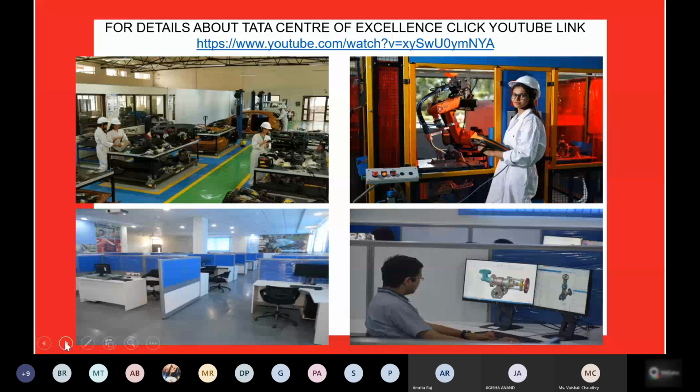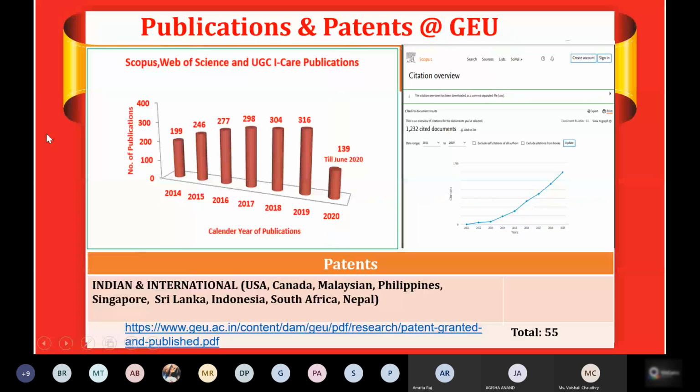Okay, this is a very important slide. Here I am showing the publications and patents at Graphic Era University. This is just an idea. The university is doing research, and the research work is published in different journals which are indexed in Scopus, Web of Science, or UGC. So here it is showing the number of publications on the y-axis, and the x-axis is the year, subsequent years, and in 2020 it is going ahead.